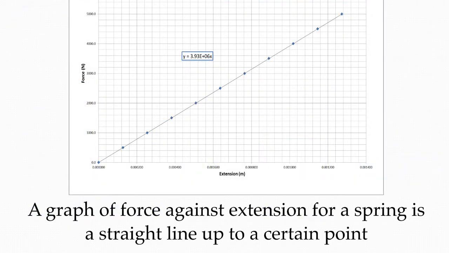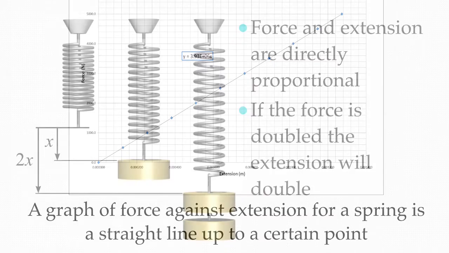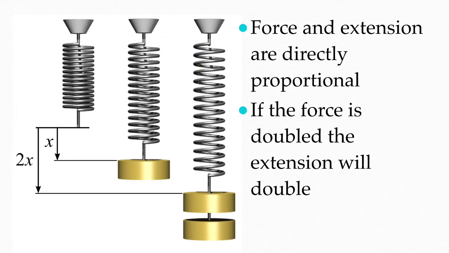This graph shows the extension of a spring as it varies with force. As you can tell from the shape of the graph, force and extension are directly proportional to each other for this spring. So to summarise Hooke's law, Hooke recognised that the force and extension are directly proportional for a spring, and if the force is doubled, the extension would be doubled.